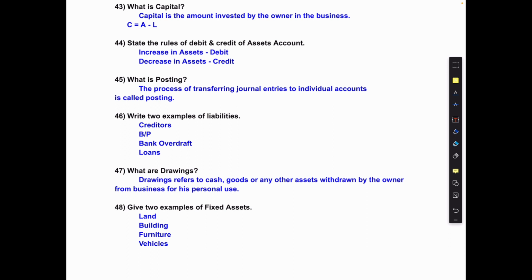47. What are drawings? Drawings refers to cash, goods, or any other assets withdrawn by the owner from the business for his personal use. 48. Give two examples of fixed assets, that is land, building, furniture, vehicle, etc.